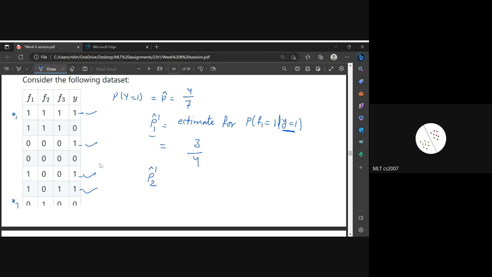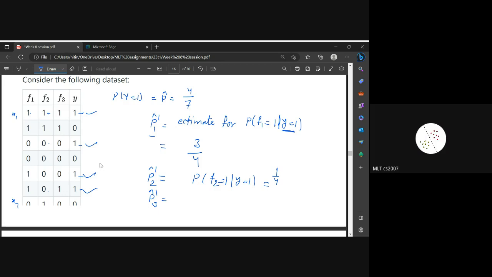Okay, so what is the estimate for the second feature? I think only one, right? Again, you are estimating the probability that the second feature takes value 1 given y equals 1, so 1 by 4. You will look into these 4 data points and look at those where the second feature is 1. So this one, and one more, right? So this will be 1 by 4. Similarly, what is the probability for the third feature being 1?